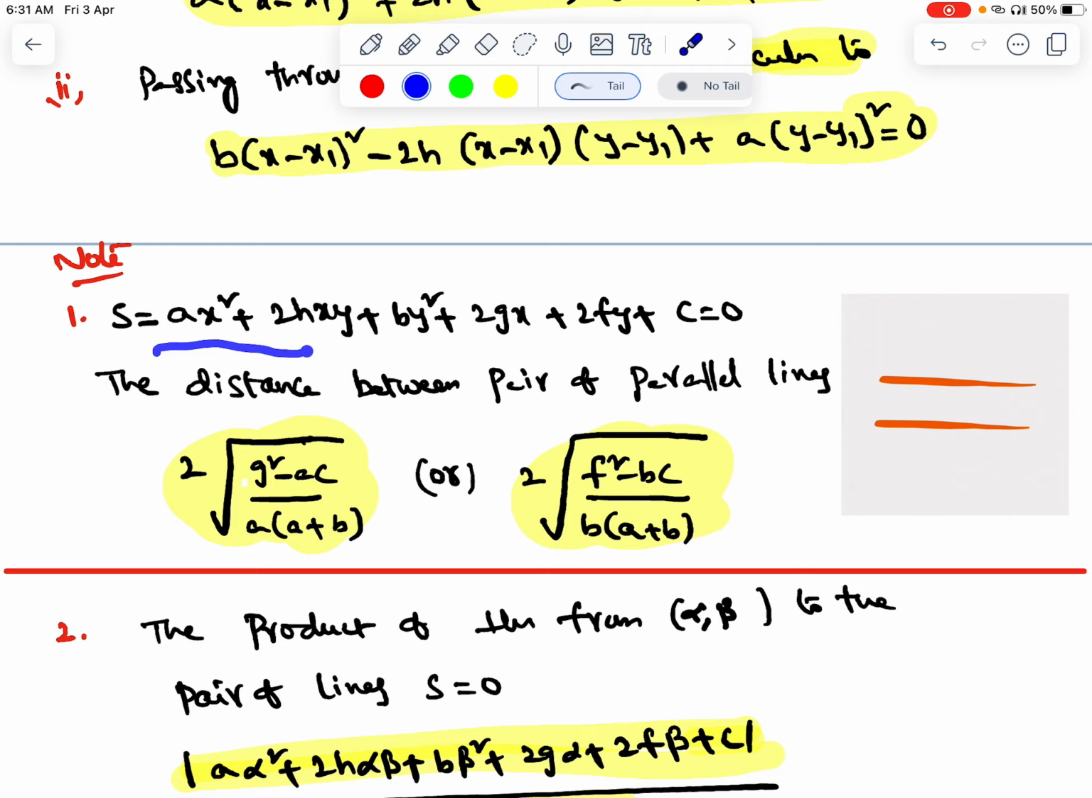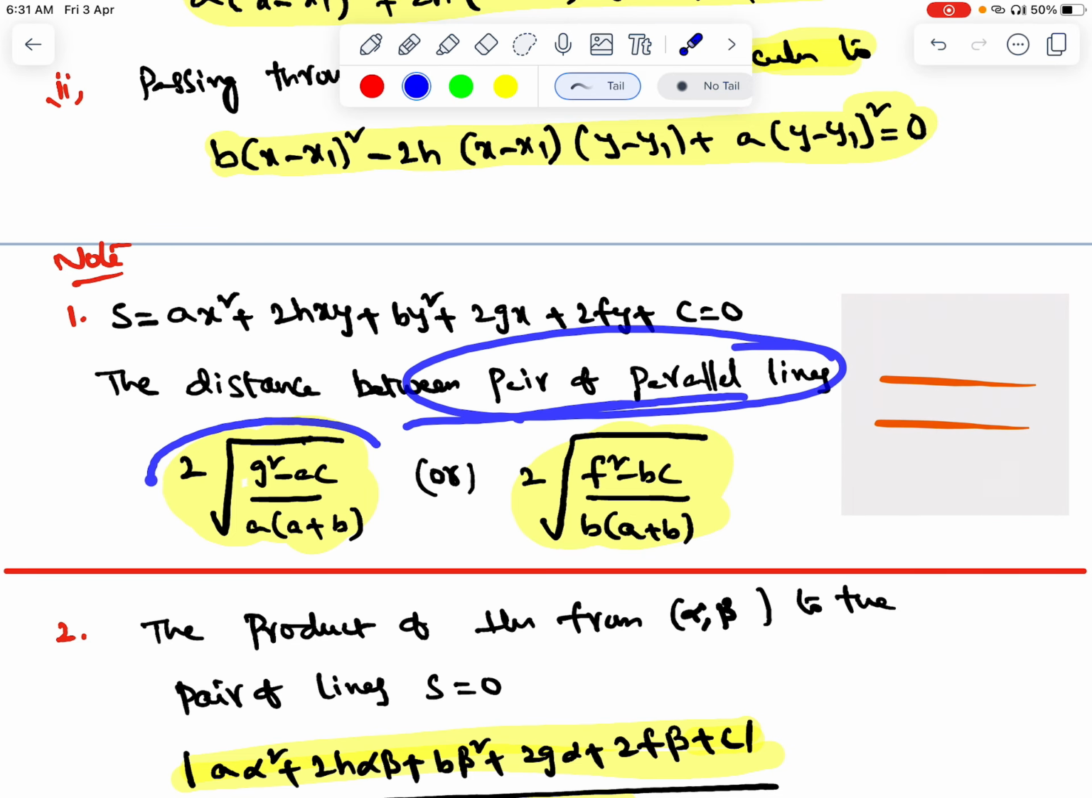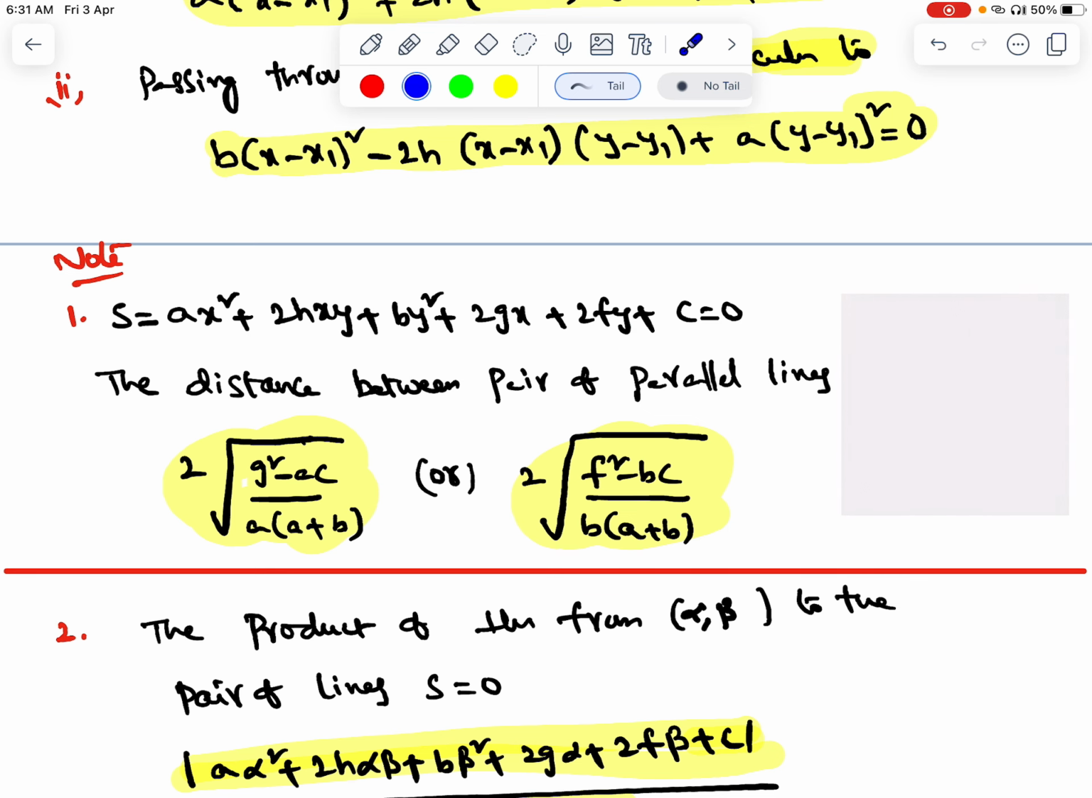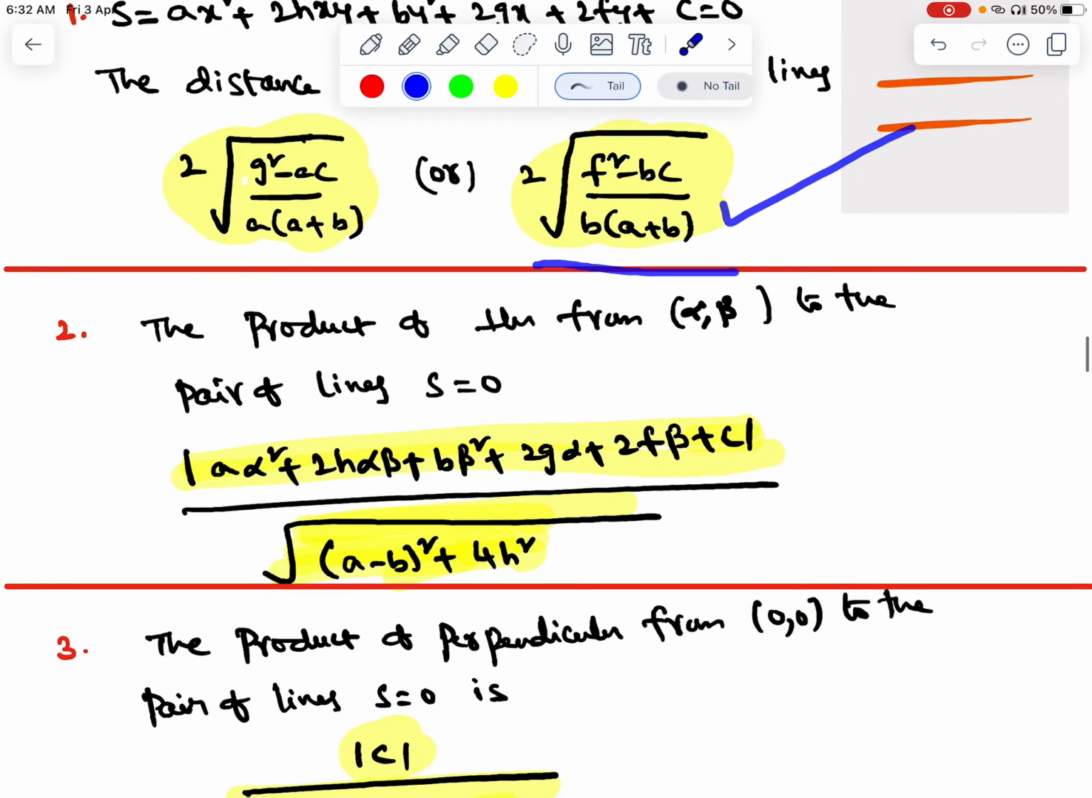This is the second degree general equation: S = ax² + 2hxy + by² + 2gx + 2fy + c = 0. The distance between the pair of parallel lines: the formula is 2√(g² − ac) / (a(a + b)), or 2√(f² − bc) / (b(a + b)).